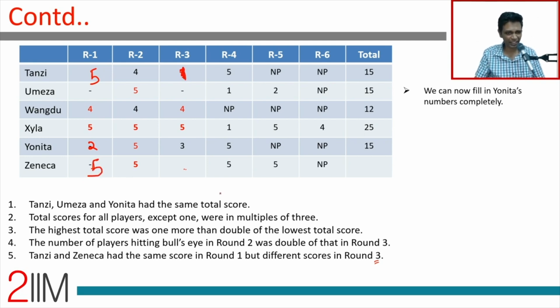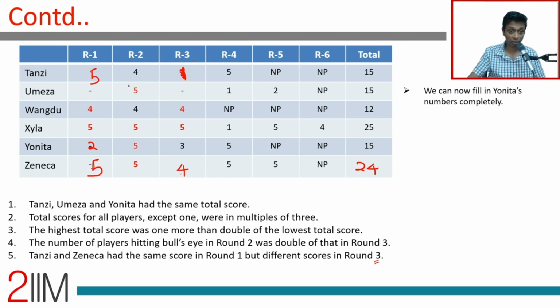And we should be nearly through. And so, 5 plus 5, 10. Plus 5, 15, 20. It should be 1 or 4. These 2 are different, so this should be 4. Brilliant. So this adds up to 24. We've got everything but Umeza's score in round 1 and round 3.